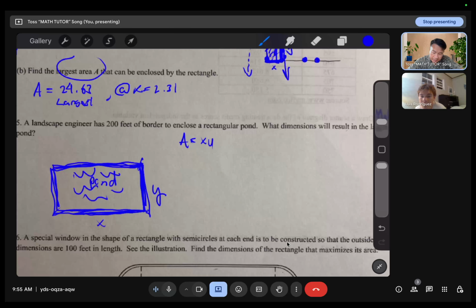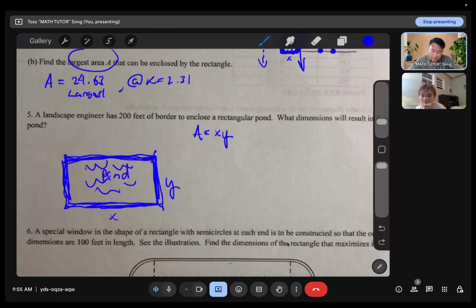Area is equal to x times y. I think you see based on our sketch and our own label. So I'll go like, here's the y, here's the x, because x is normally the horizontal value. So I'll go with that. But then you have more. You do have the 200, the perimeter.